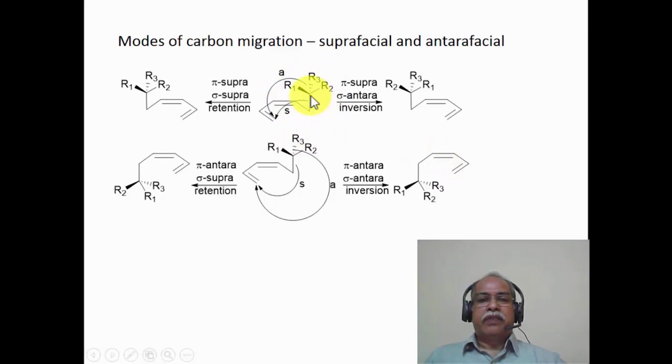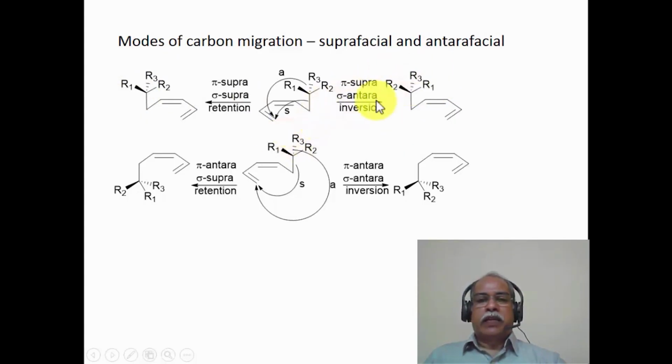On the other hand, if the R group were to invert and migrate to this position, in other words, the lobe on this carbon is going to interact with the backside lobe of the carbon which is undergoing the migration. Such a migration would result in the inversion of stereochemistry because it is equivalent to an SN2 type of attack to the rear side of this particular carbon. So you can see here the configuration: R1, R2, R3 are in the anti-clockwise direction, whereas R1, R2, R3 are in the clockwise direction in this particular manner.